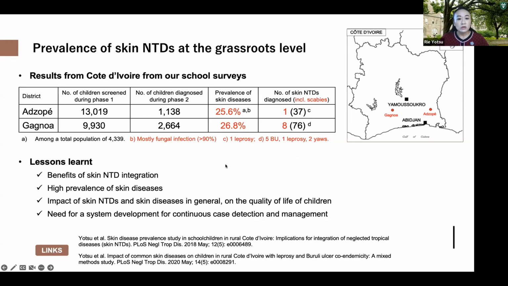Also, for skin diseases in general, you see that 1 in 4 children is actually affected by some kind of skin disease or diseases, which mostly are fungal infections or some types of infections. So lessons learned here are that there are benefits of SkinNTD integration, and that we also see the high prevalence of skin diseases, and looking also at these diseases increases community acceptance.